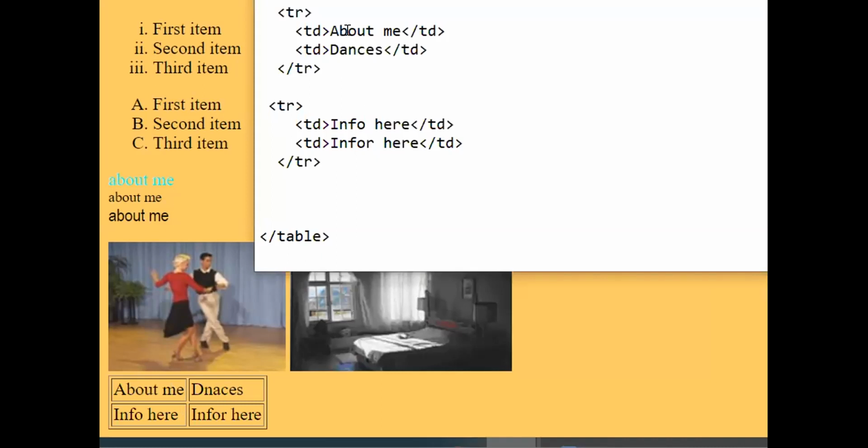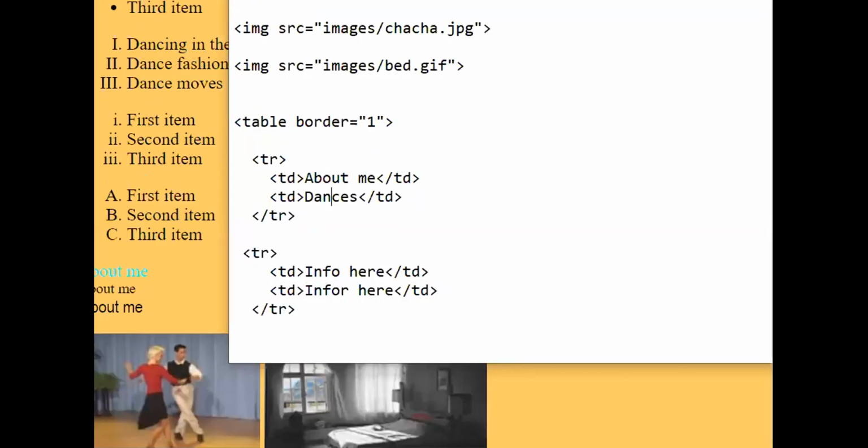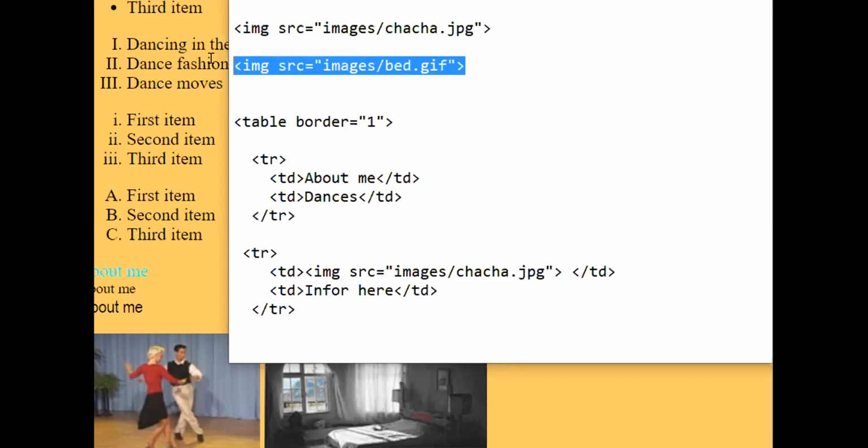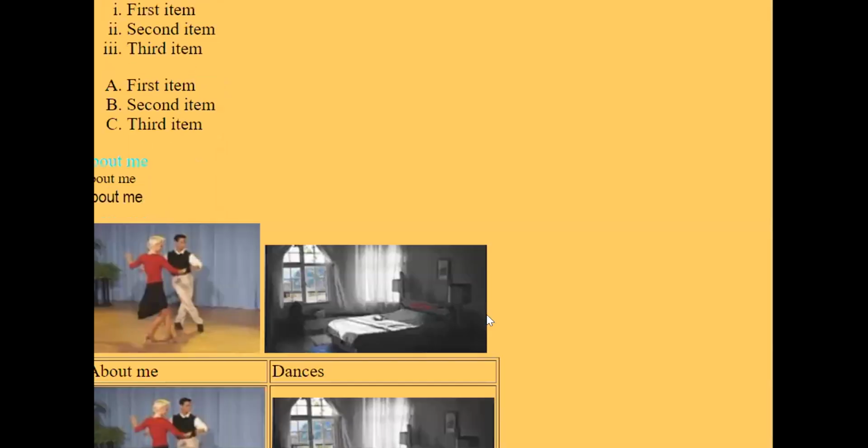Are we together there? Yes, we're together. Then you can allow me to copy this. I can copy this and put it there. You see, I'm replacing information with an image. I can copy this and put it here. Okay? File, save, refresh. You see, now my work looks different.